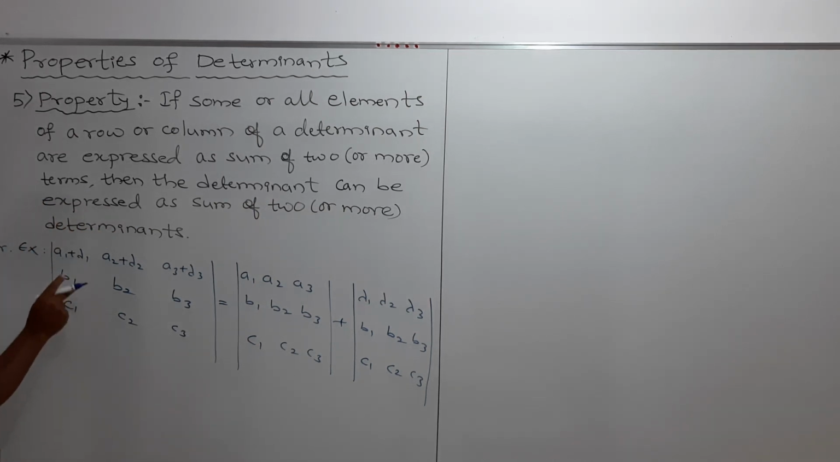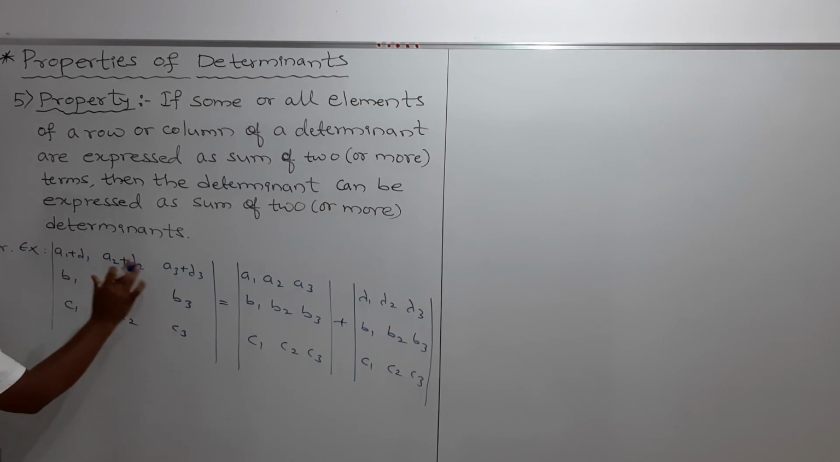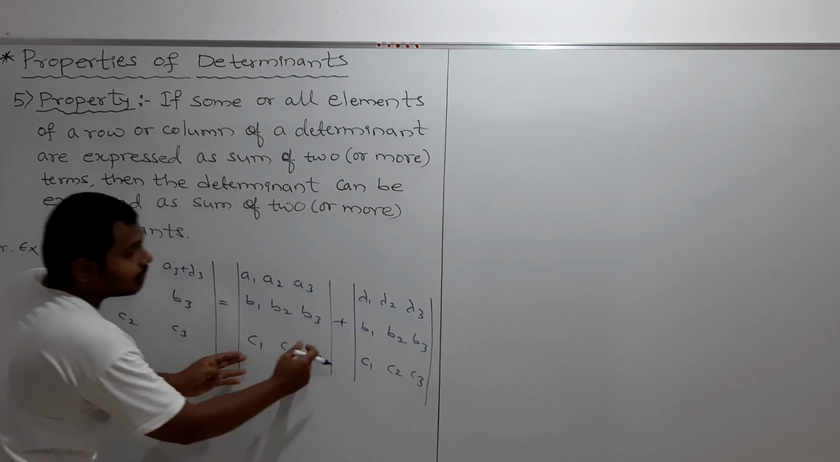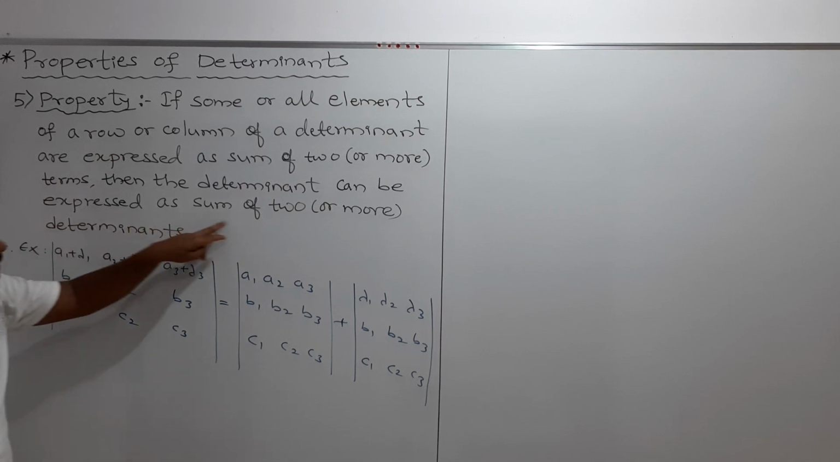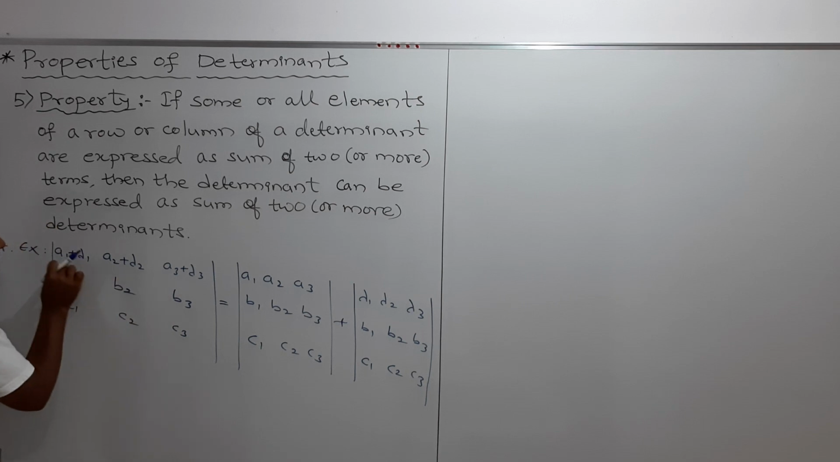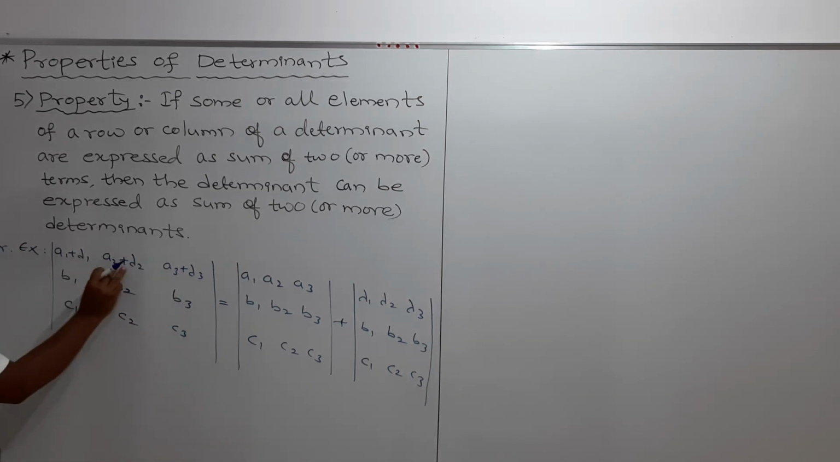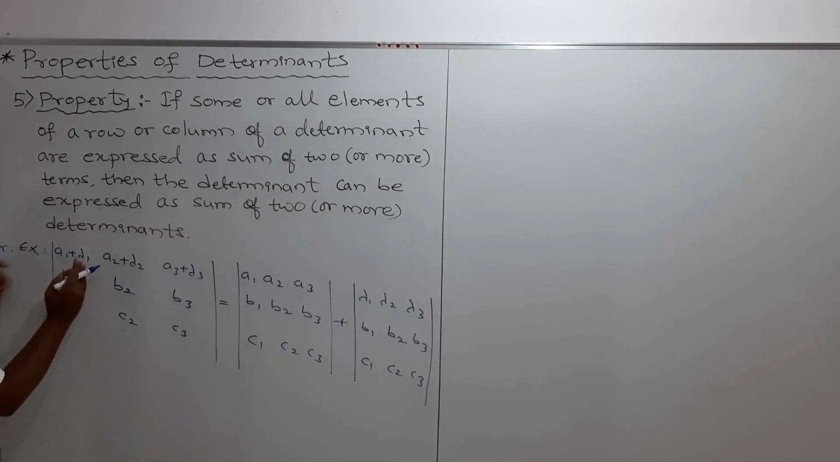Here, in the first row, the elements are the sum of two terms. So this determinant can be expressed as the sum of two determinants. That is what our statement says, the sum of two or more determinants. This is the one determinant I have. In the first row the elements are a1 plus lambda 1, a2 plus lambda 2, a3 plus lambda 3. It means two terms are there. Clear? So we can separate the terms.